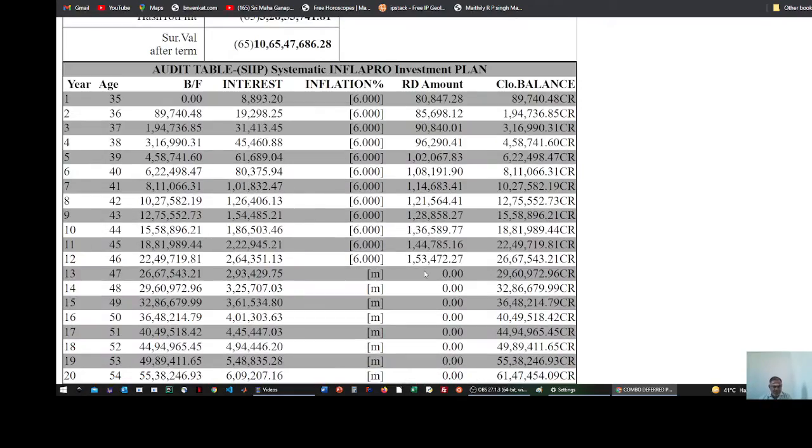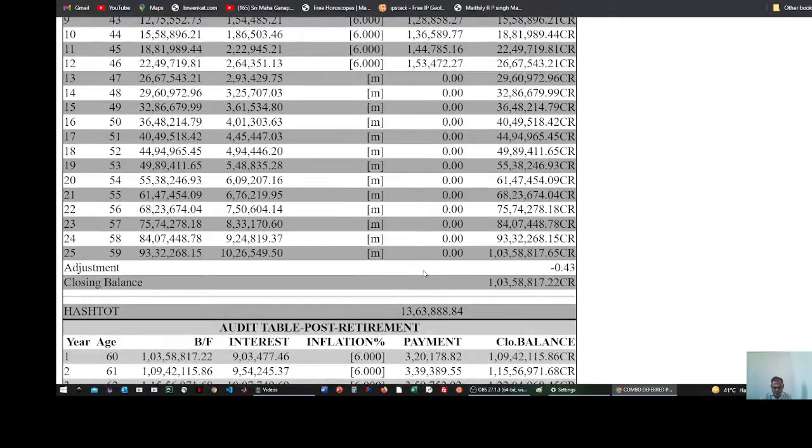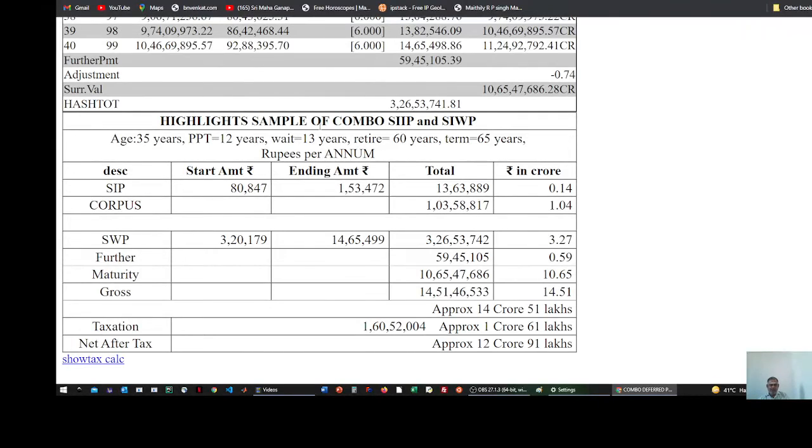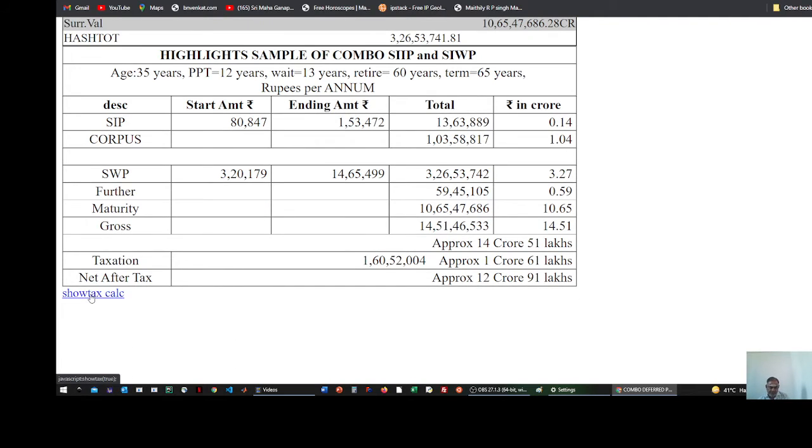Okay, these are the calculations as per our data, and we have got a highlight sample, and this is the final report available, and tax calculation is also available. See, in the previous session we stopped at the gross of this 14 crore 51 lakh. Now we found that the taxation is applicable, and the tax comes to 1 crore 61 lakh rupees, and the tax calculation can be seen here by clicking it.